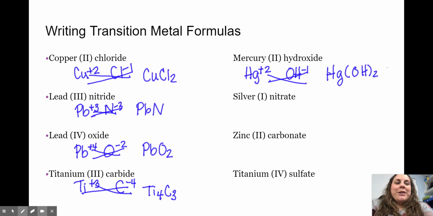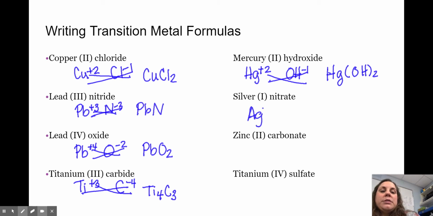Next, we have silver nitrate. Silver is Ag. According to this, its charge is +1. Nitrate is from our polyatomic ion list, and it is NO3, charge of -1. Cross those down, I get AgNO3.